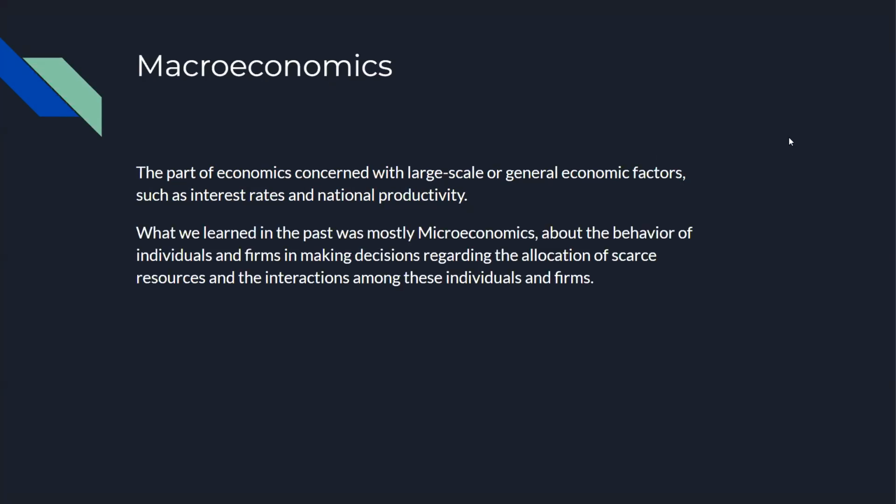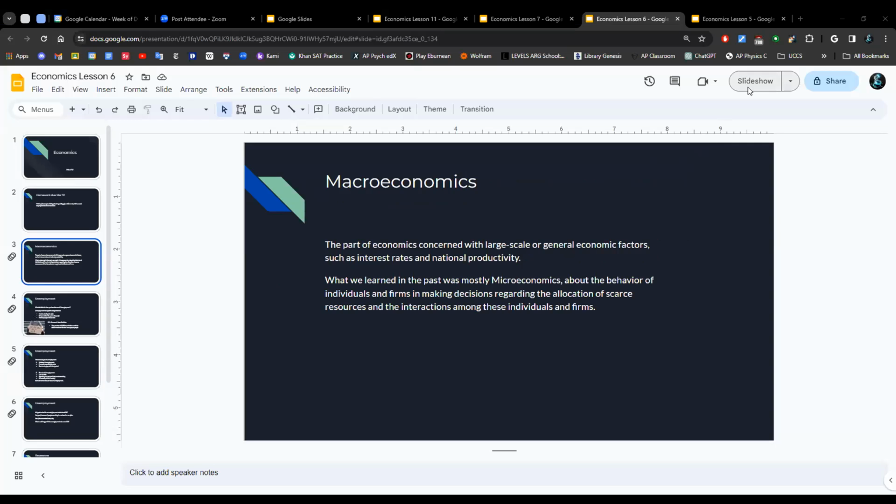So what we learned today was mostly microeconomics. It's about the behavior of individuals and firms, like small companies, and about the allocation of scarce resources and the interactions among these individuals and firms. But today we're going to be delving into macroeconomics, which is about the behavior not of individuals and firms, but of entire countries and maybe even the whole world.